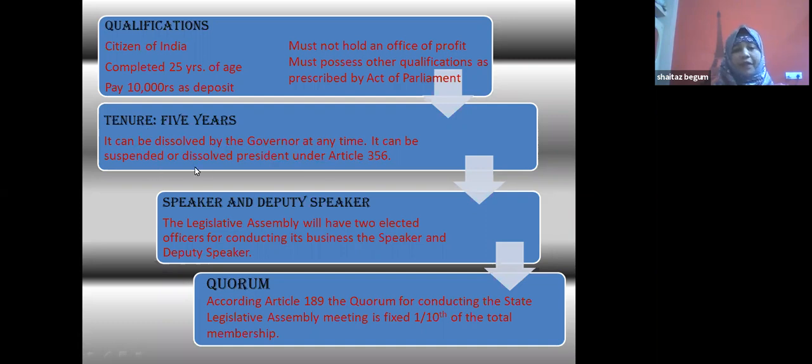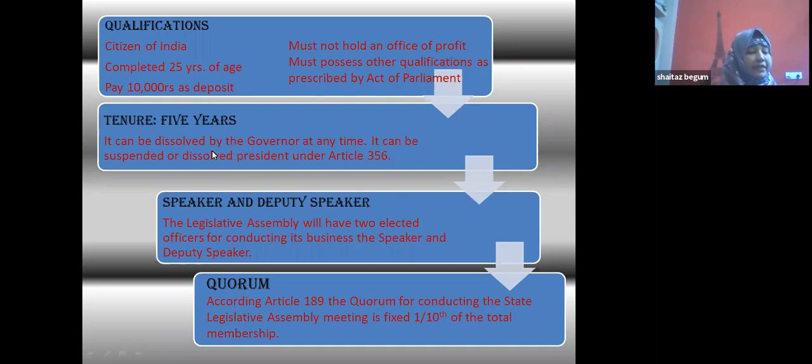And it can be suspended or dissolved by the President under Article 356. The Governor also has the power to dissolve it, and the President of India has the power to suspend it or dissolve it under Article 356. The President can dissolve when an emergency situation arises, and when he feels that the state cannot function according to constitutional norms. In such conditions, the President can suspend or dissolve the Legislative Assembly.